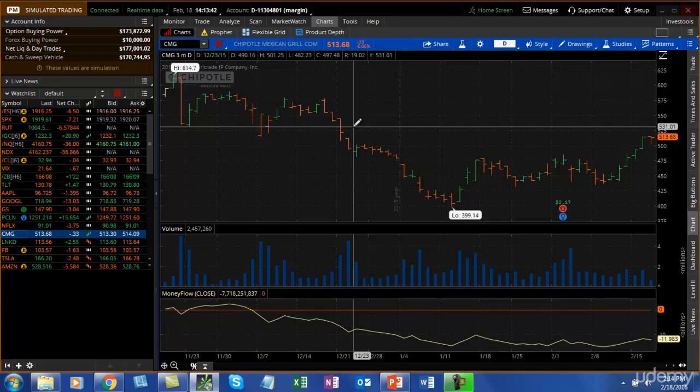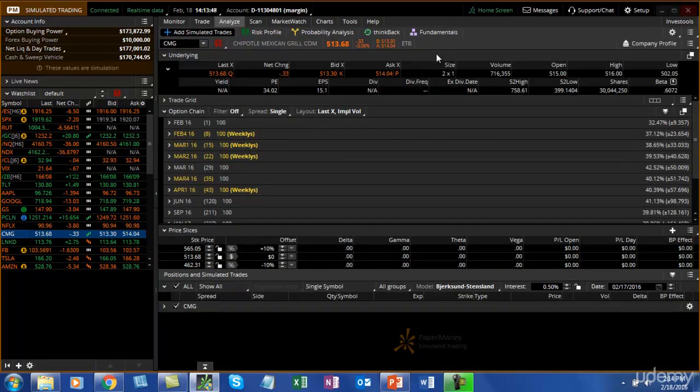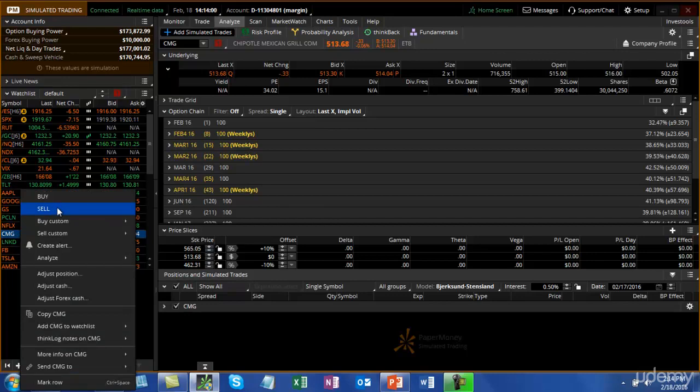The Thinkorswim platform also tells you something about the stock itself. If you can see this, ETB, it means it's easy to borrow, and therefore you can short the stock easily. So let's go ahead and short it. Basically all you do is sell.